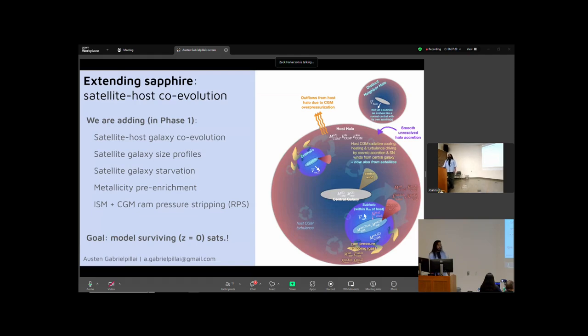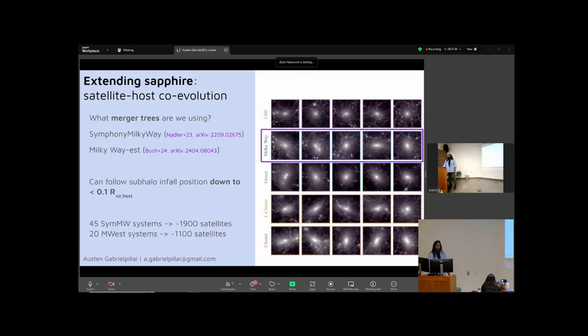And so in this first phase, we've added coevolution with the host galaxy. We've added some size profiles so that we can implement additional physics later on. And then we've also added starvation, metallicity pre-enrichment, and then ISM and CGM gas ram pressure stripping. And so to do this, we have to use a set of merger trees. Originally, we were working with TNG50, but then we found that we were losing our satellites around 0.5 R_vir, so not that great for trying to model surviving physics.